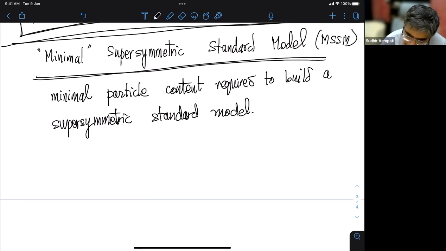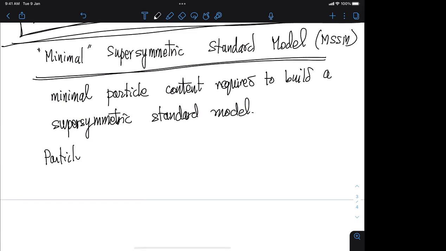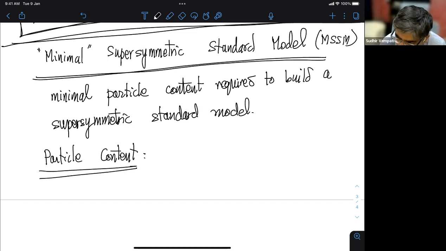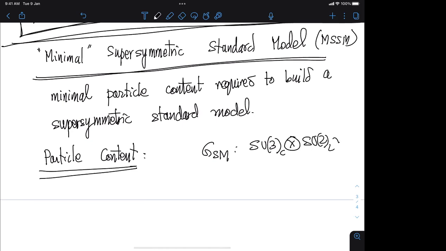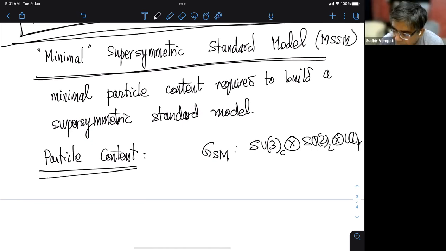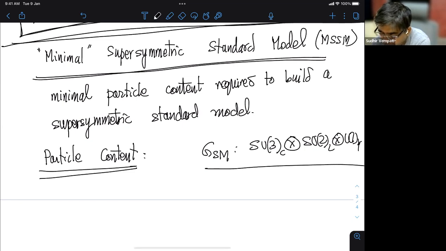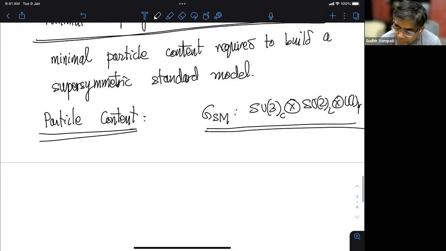So first step, again, as in what we have done: what is the particle content? Does anybody have a question? The gauge group of the standard model is SU(3) times SU(2) times U(1)_Y. Does anybody have a question? So the MSSM has essentially the same gauge group. Now we just have to supersymmetrize it.